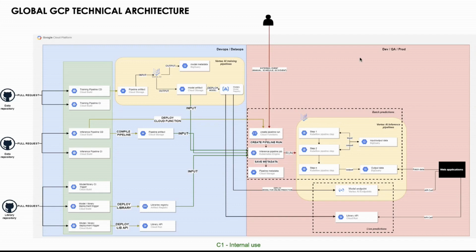So now I'll let Olesia explain how we did something similar, but with a real concrete use case called Consumer Loop.